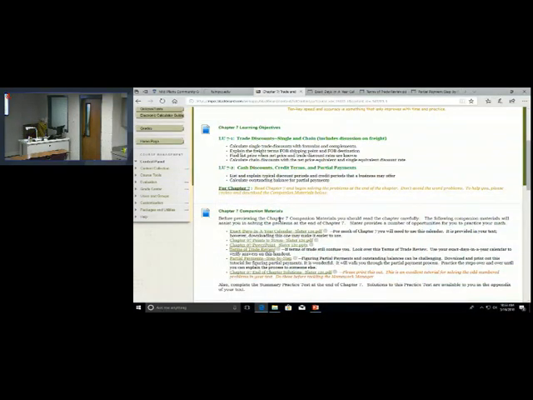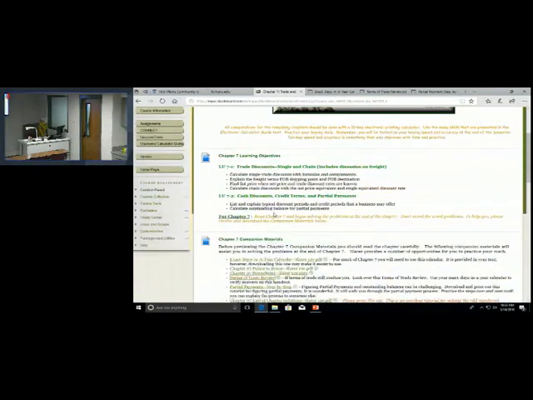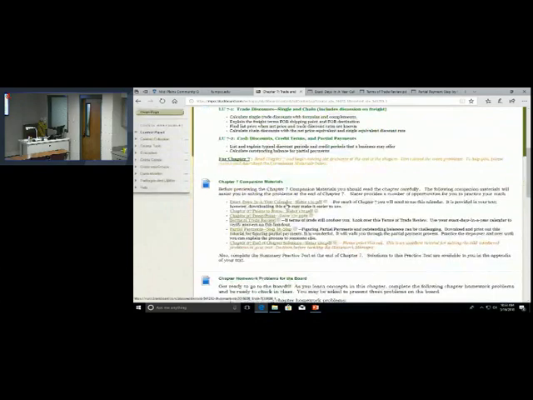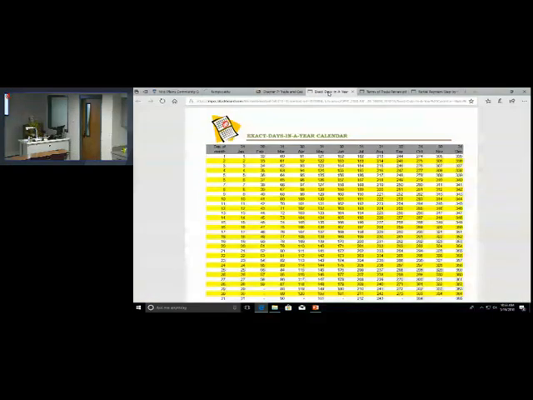The other thing that you're going to need regularly in Chapter 7 and in the chapters to come is this first document, and I'm again in our Blackboard shell. I'm under the Chapter 7 companion materials, and it's the very first document here, Exact Days in a Year Calendar. If you click on that one here, it's going to look something like that. I want to share with you, especially in this first video, a little bit about how to use that calendar. We'll use it for a lot of chapters to come.